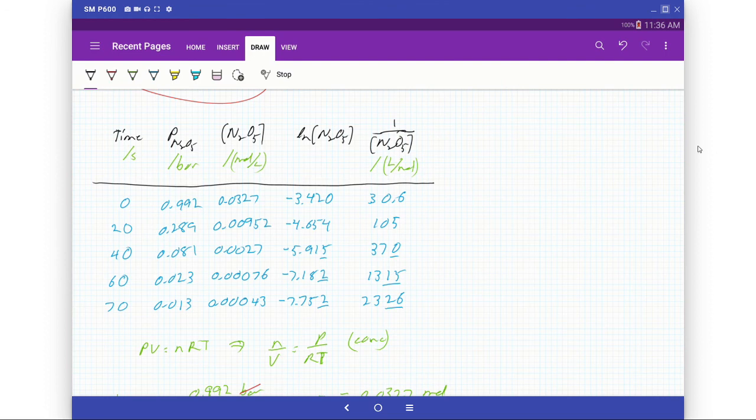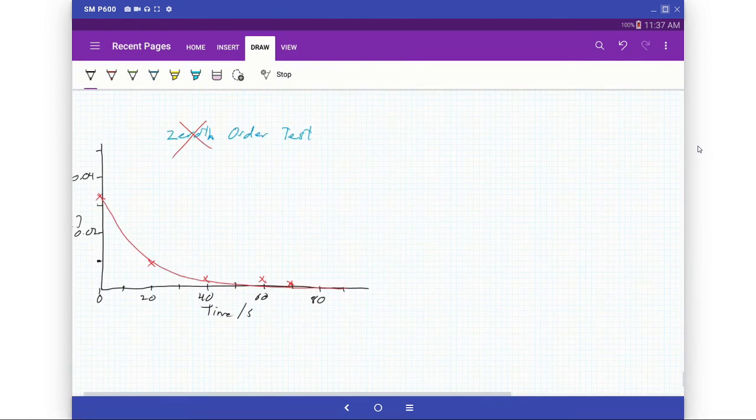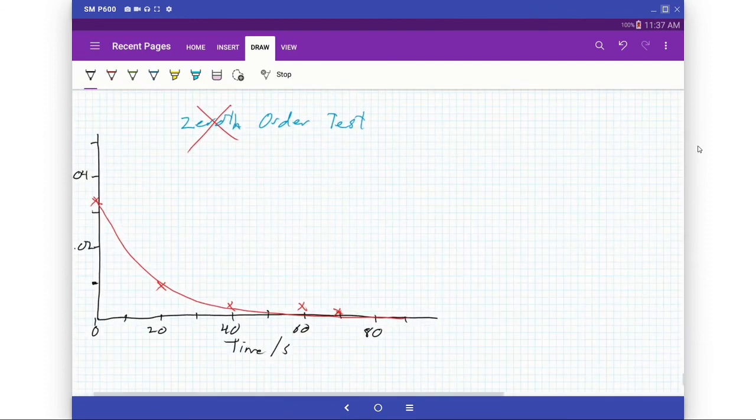We took this data and we were able to then, whether we worked in pressure or concentration, I just wanted to show the conversion to concentration. We tabulated the concentration, the natural log of the concentration, and 1 over the concentration. And by plotting, we were able to determine if something was zeroth order, and we did that graph down here.